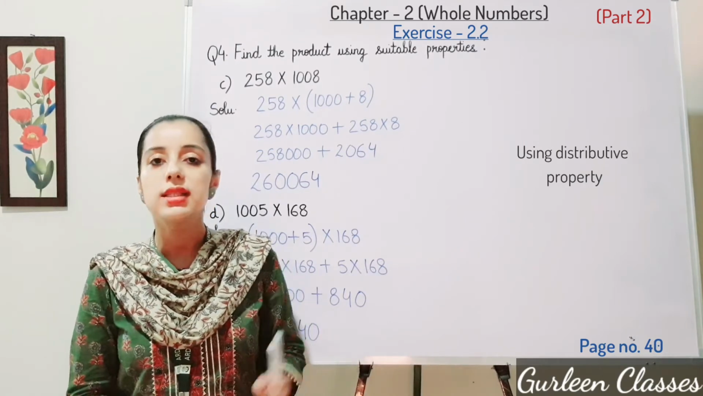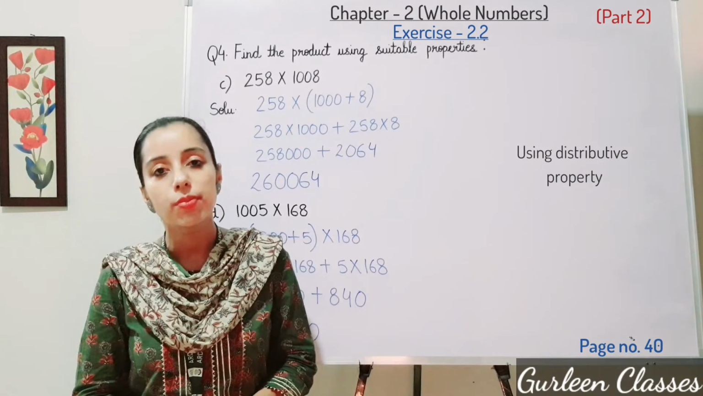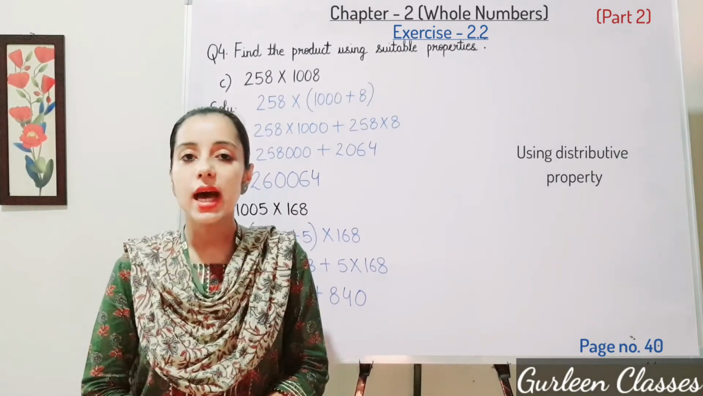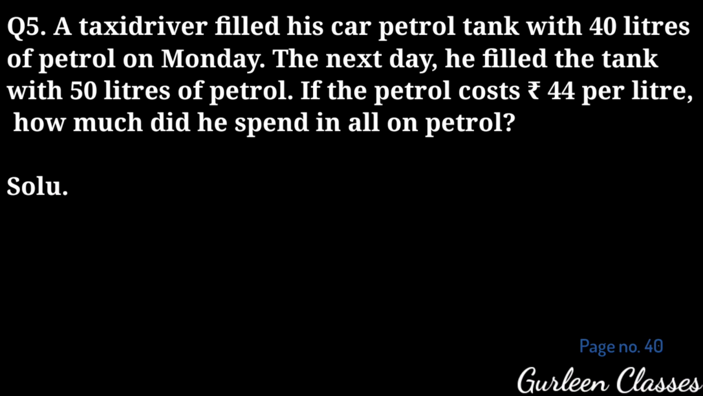So I hope students these questions are clear. All 4 questions were based on the distributive property. So now let us understand question number 5 to 7 through screen. Question number 5. A taxi driver filled his car petrol tank with 40 liters of petrol on Monday. The next day he filled the tank with 50 liters of petrol. If the petrol cost rupees 44 per liter, how much did he spend in all on petrol?